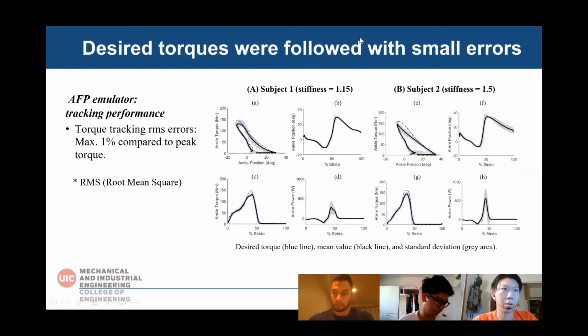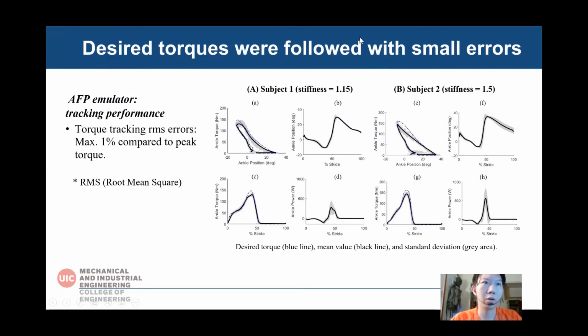On the right side, the figure is the angle torque mechanism for the best condition, and those data are from 2 subjects. In the figure, we show the desired torque, which is the blue line, the mean values, which is the black line, and the standard deviation, the gray areas. We present 4 curves on the figure.